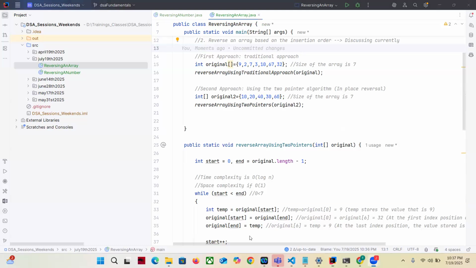Sorting the array, then reverse. We are not talking about lexicographical sorting. We are talking about only reversing the data on the basis of index position. Clear? Understood.